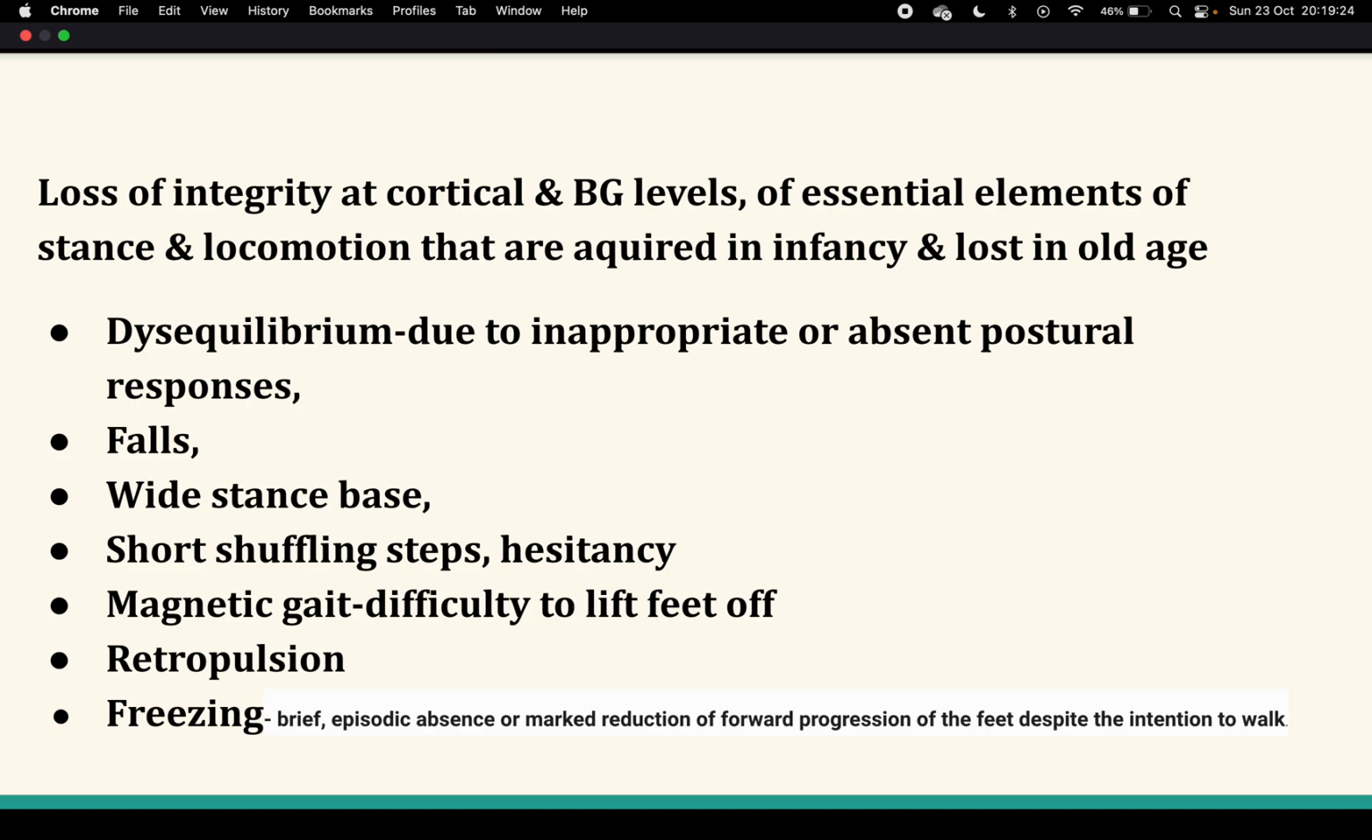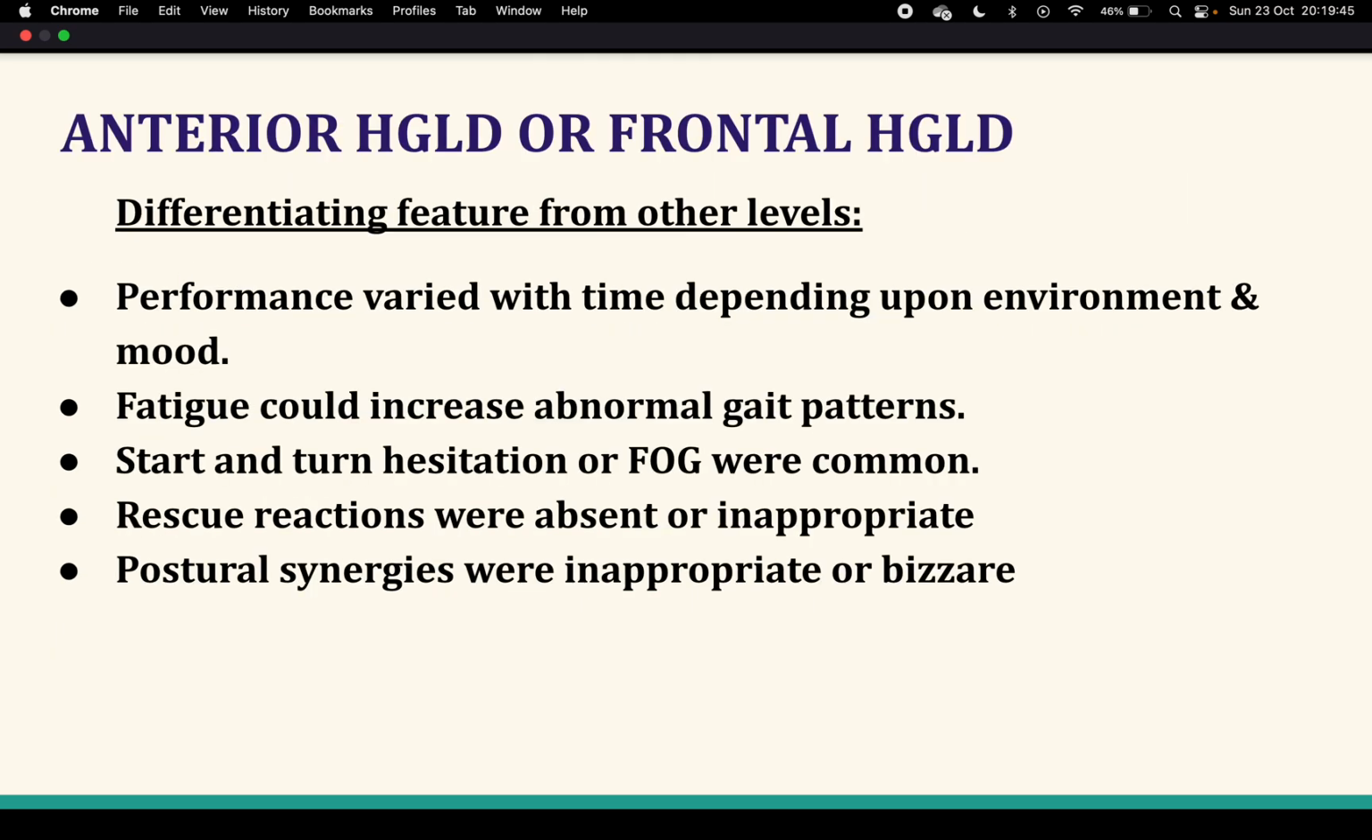Loss of integrity at the cortical and basal ganglia levels of essential elements of stance and locomotion that are acquired in infancy and lost in old age. Disequilibrium will be there, falls, wide base stance, short shuffling steps, hesitancy, magnetic gait, retropulsion, freezing, all these things can be seen.